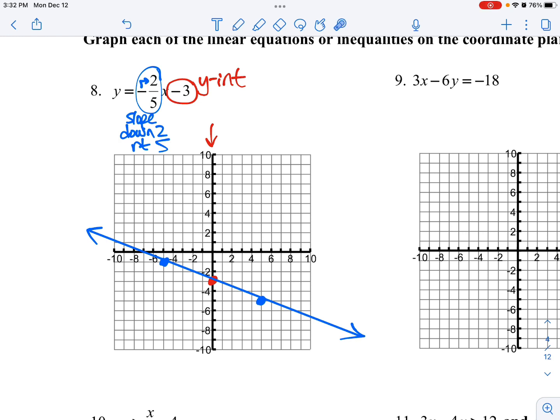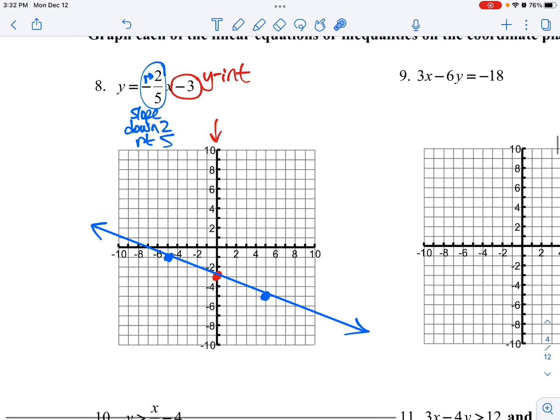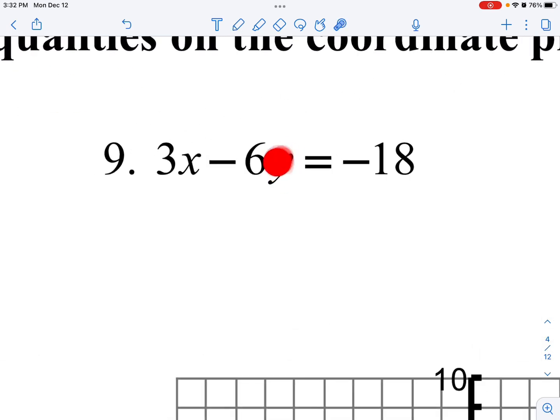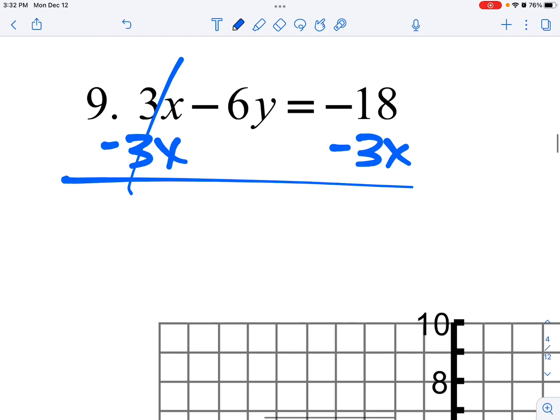So what if for number 9 it doesn't look like this? That means we're going to have to rearrange stuff to get y by itself. This is called slope-intercept form. This is actually called standard form, fun fact. But what I want to do is get the y by itself. So maybe first I should subtract the 3x over because it is positive. That means I need to subtract it. So I get -6y. Don't lose this negative sign.